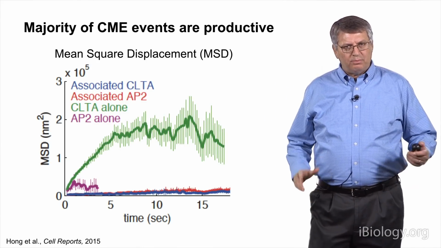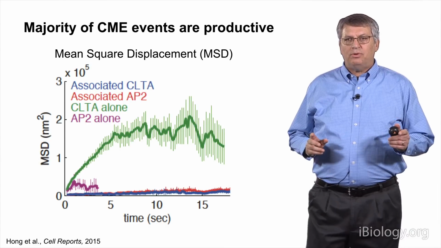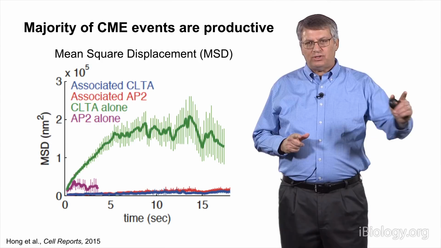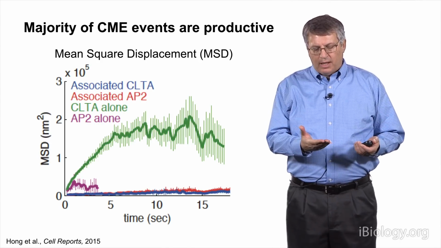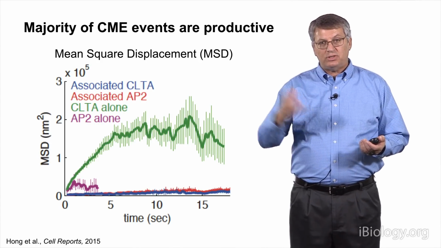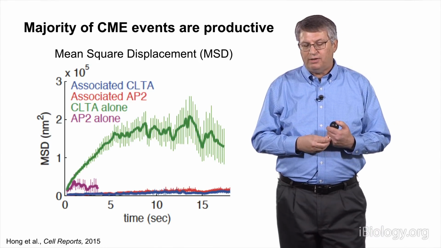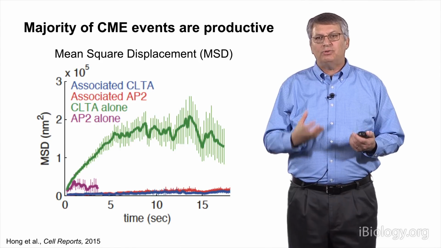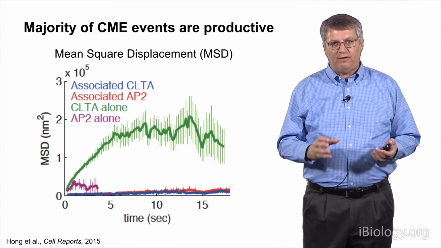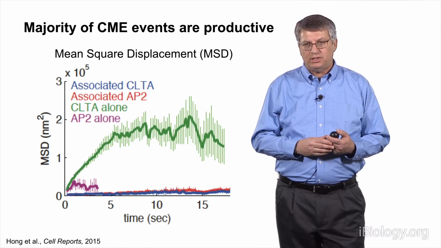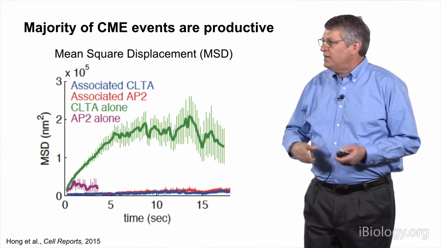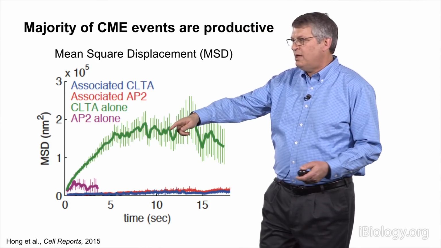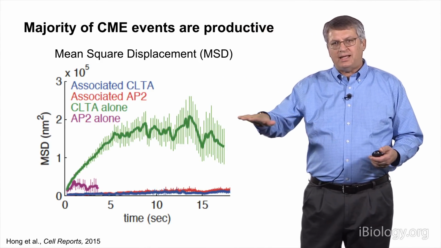the productive and unproductive events, by now doing double tagging of cells for clathrin, which remember has different sources in the cell. It can appear at the plasma membrane for clathrin-mediated endocytosis, but it's also part of intracellular trafficking routes. So she labeled the cells with clathrin, but also AP2, which is an adapter protein that's specific for sites of clathrin-mediated endocytosis.